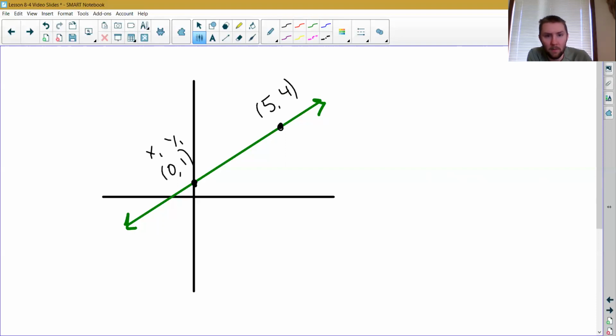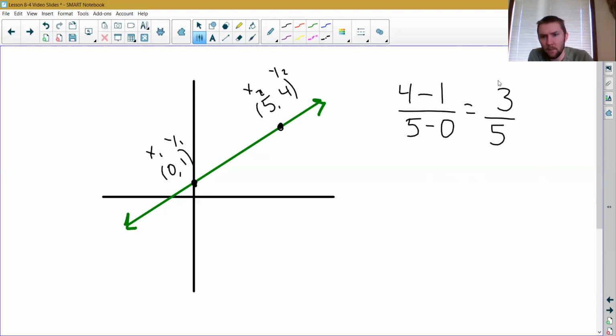Because I now have 2 coordinate points, I can identify my x1, my x2, my y1, my y2. I can use my formula, y2 minus y1 over x2 minus x1. And x1, I guess in this case, is 0. I end up with a slope of 3 over 5. So we can still identify coordinate points from a graph and just use our slope formula that way.